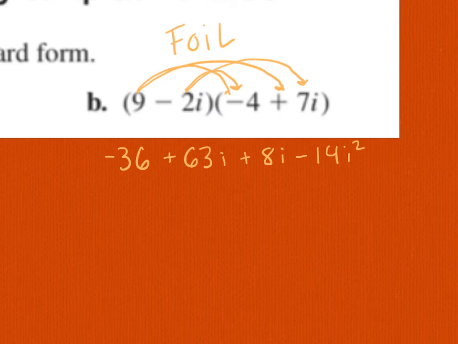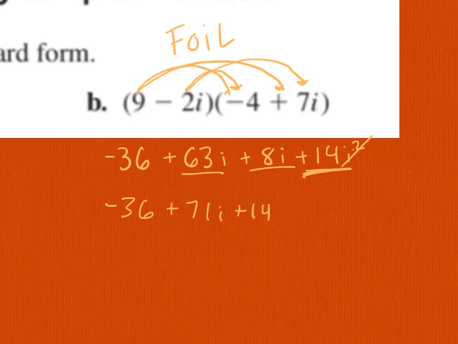We need to combine our like terms, so this is -36, 63i plus 8i would be 71i. And then we need to change this -14i squared. The i squared becomes a -1, so we can change this to a positive 14. And again, we have two like terms here that we need to combine. So -36 plus 14 would be -22. So we need to start with our real number. So -22 plus 71i.